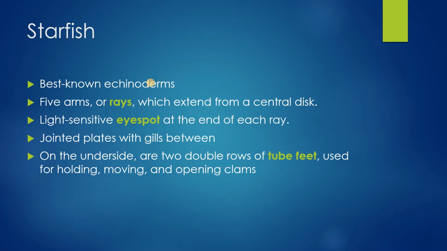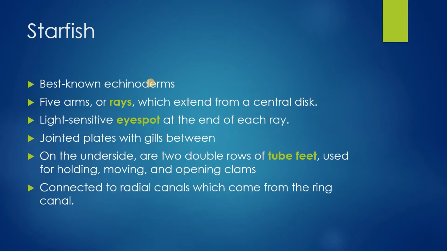Also, by the way, some of this stuff would just be cool on your own time. We don't have time today, but just to go watch some videos of starfish eating clams, it'd be cool. You wouldn't imagine a starfish to be very powerful, but they are. Connected to radial canals, which come from the ring canal. And so that one that we saw earlier, we call them radial canals. They radiate outward. Let me go into some of this. Of course, you know starfish are able to regenerate their appendages.